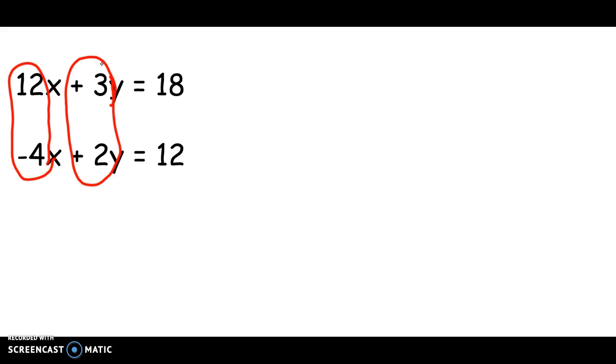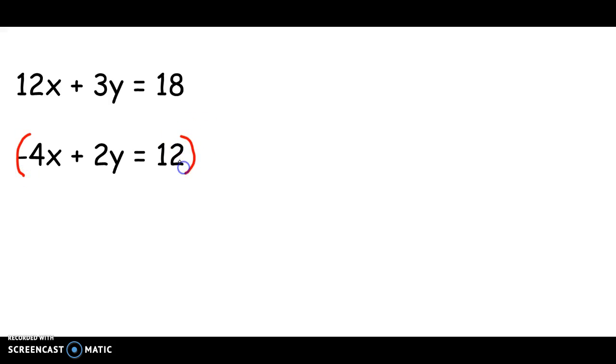Well, if I look, 12 and 4 are multiples because 3 times 4 will give me 12. 3 and 2, I can multiply them together and get 6, but that's twice as much work. So I'm going to start with the x's. That's what I'm going to work with. And I'm going to try to make them the same. So if I look here, I see one's already positive and one's negative, so I don't have to worry about that. But I would really like them to be the same number. Well, I can multiply negative 4 by 3, and that will give me negative 12.